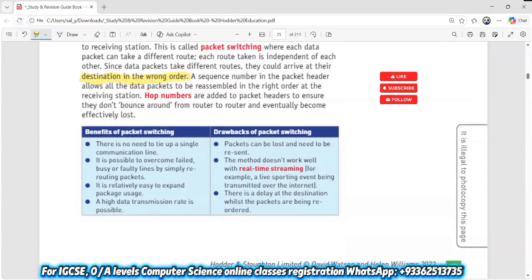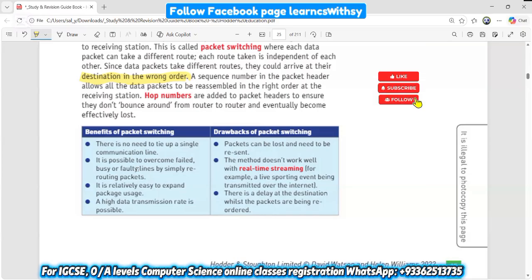Now, a very quick discussion of the benefits. There's no need to tie up a single communication line. Since the routes are many, we are not consuming one single line, one single channel. It is possible to overcome failed, busy, or faulty lines by simply rerouting packets. That is a very, very important thing. Since we are taking different paths, different routes, they can reach the destination in an organized manner.